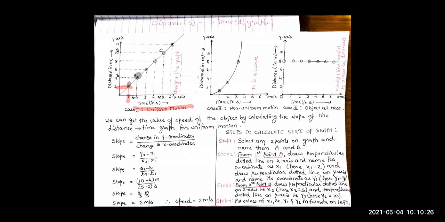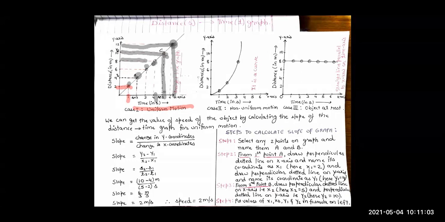Now, after 1 second more, the object will cover 2 meters more. That is, it will be at 6 meters. So the point will be here. Then after one more second, the object will cover 2 meters more, that is, it will be at 8 meters, right? Then after 1 more second, it will be at 10 meters away from the origin. Then after 1 more second, that is in the 6th second, the object will cover 2 meters more, that is, from 10, it will be at 12 meters away from the origin, so the point will be here.